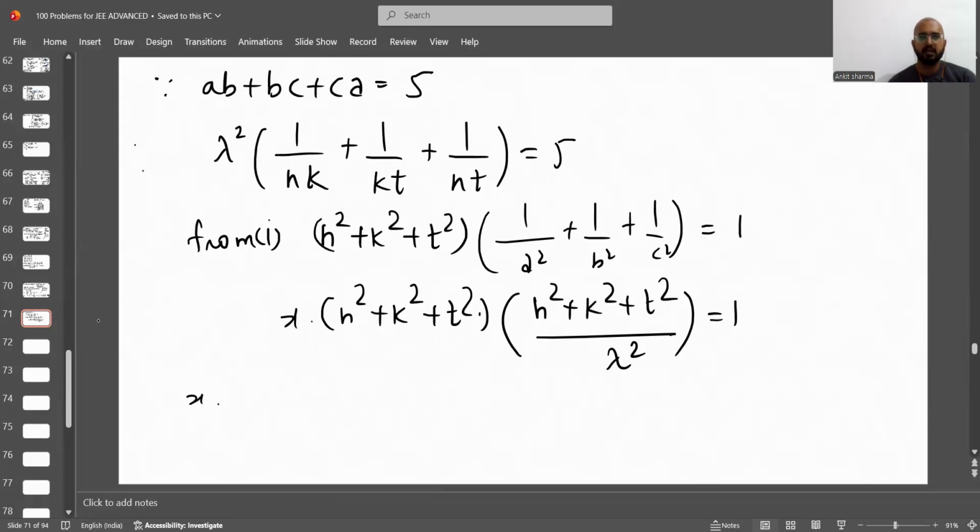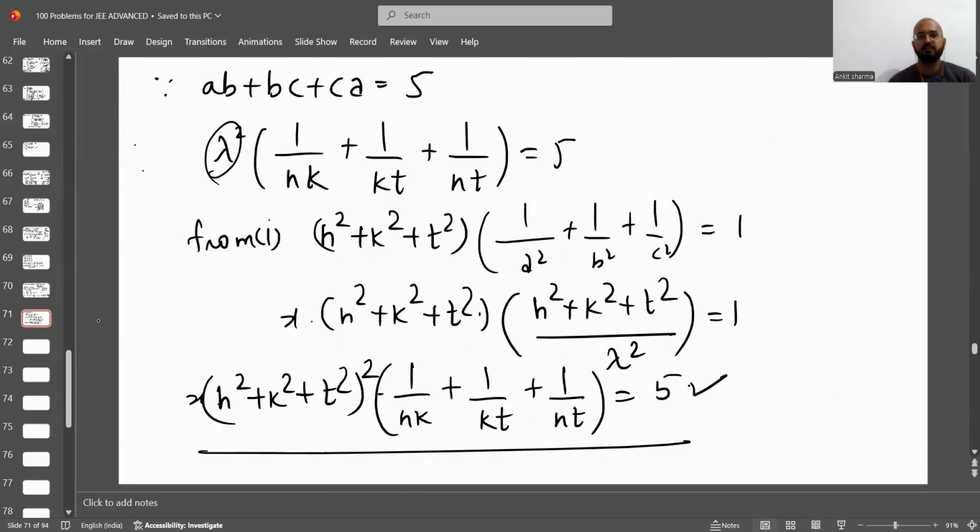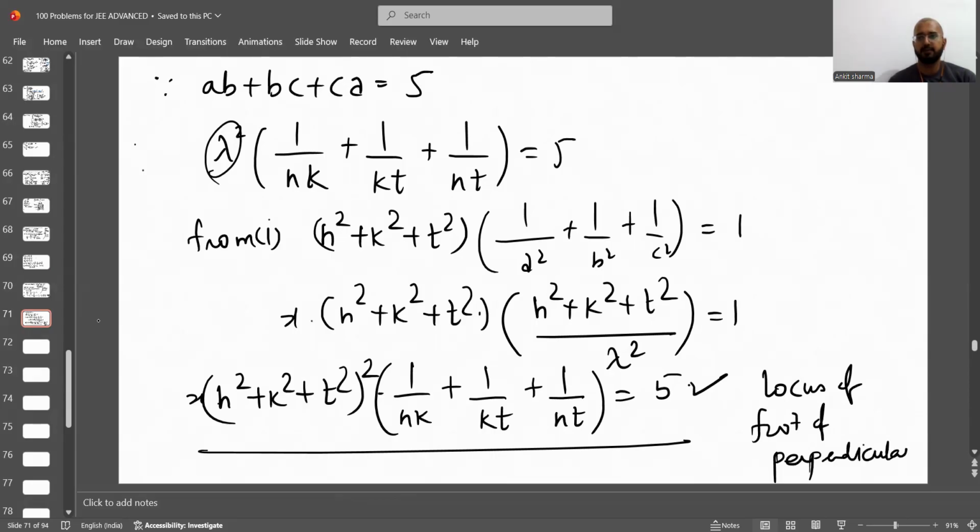That means I can plug in lambda square from here. So I get H square plus K square plus T square, the whole square, equal to lambda square. Taking it here, I get 1 over HK plus 1 over KT plus 1 over HT is equal to this 5. I'll take it to that side. So this gives me the final locus. This is the locus of the foot of perpendicular.